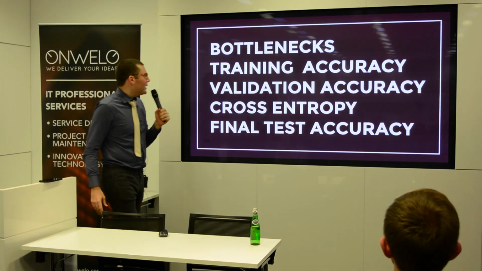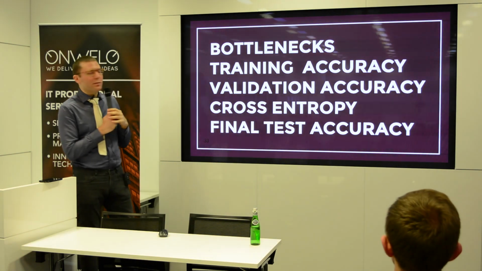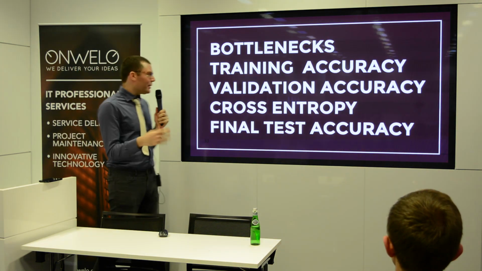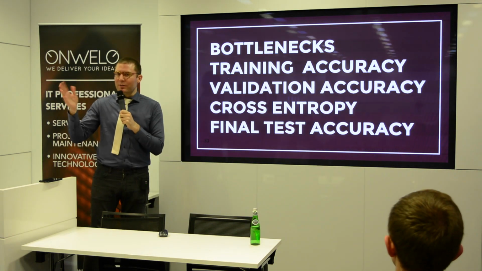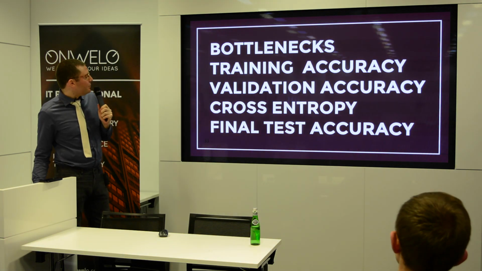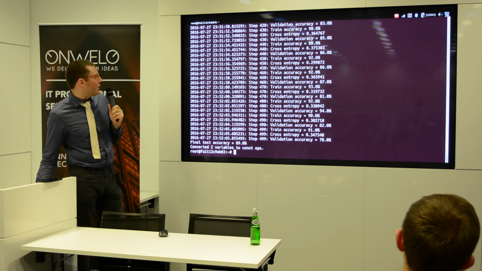So we talked about bottlenecks, training accuracy, validation accuracy, cross-entropy, and final test accuracy. Final test accuracy is how good it is in the end. That's pretty easy. It should be somewhere between 85 and 95%. Of course, there's no 100%. And then we have training accuracy and validation accuracy.